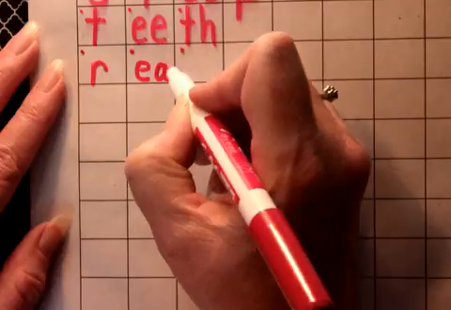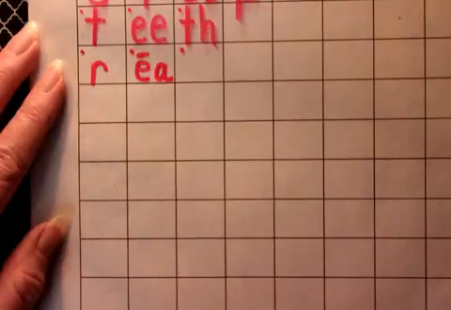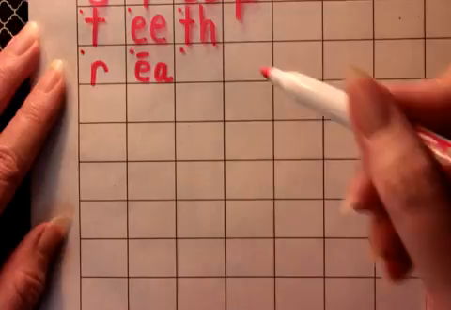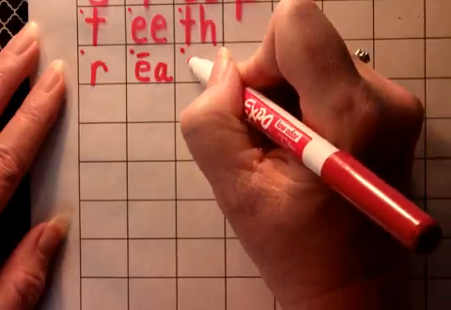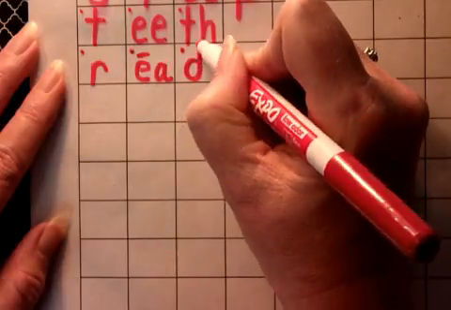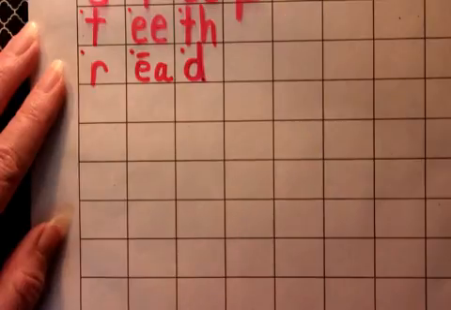E-A represents the E sound. The next sound is D. D, D. Sounds like a drum. Drums stick out in the front. So we make the magic C up to the top, down and bottom. Read.